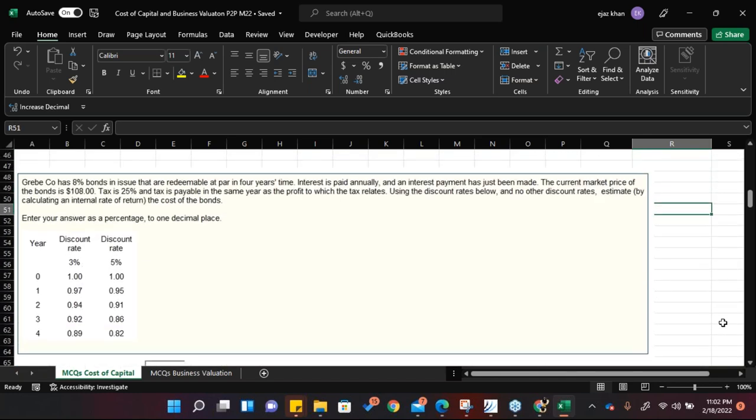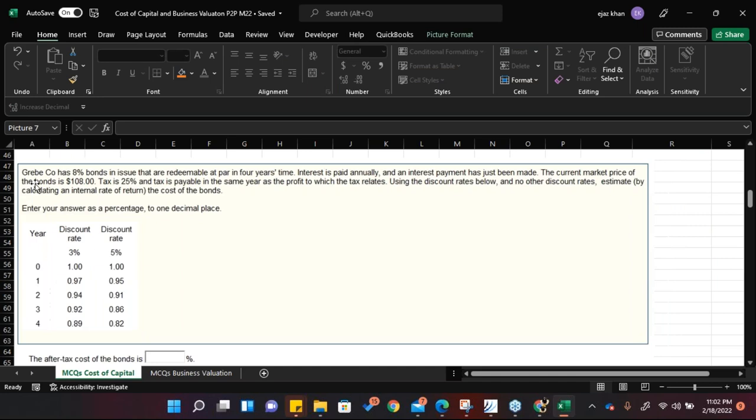Now, cost of debt. We have to calculate the cost of debt. Before I calculate cost of debt, let me tell you a few terms and the difference between these terms so that you always know the difference between different terms used, especially in the cost of capital and business valuation topics.